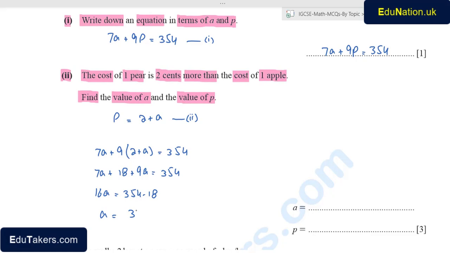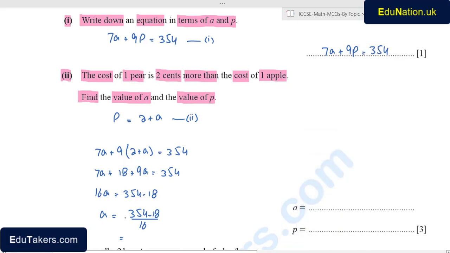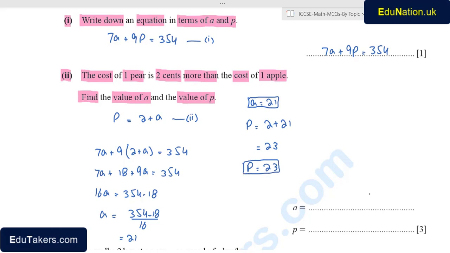So A will be equal to (354 minus 18) over 16, which is 21. The value of A is 21. Now using this value in equation 2, P will be equal to 2 plus 21, which is 23. So P is equal to 23. A is 21, P is 23.